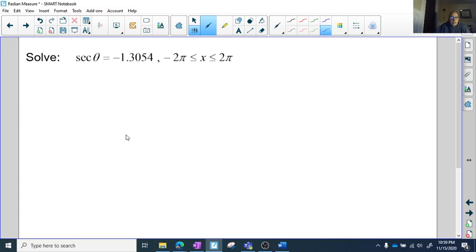All right, so here is another one. This one is now secant. I do notice, though, it's in radians. All right, so if it's in radians, what we're going to do is switch our calculator to radian mode now. So figure out how to do that on your calculator.